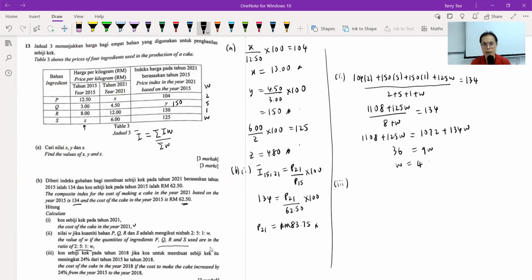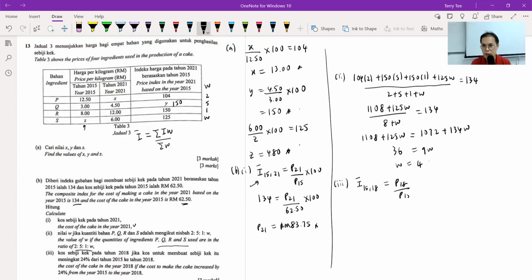So lastly, the cost of the cake in the year 2018, if the cost to make the cake increased by 24% from 2015 to 2018. So again, it's quite similar to B Roman 1 here. You already know the composite index. It is given here from 15 to 18, increased by 24%. So the index is 124, right?